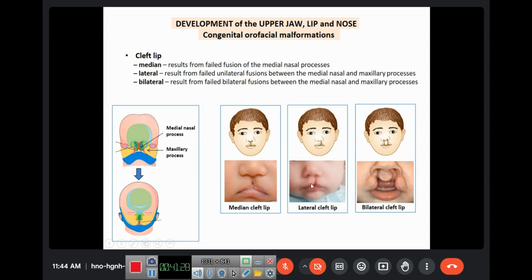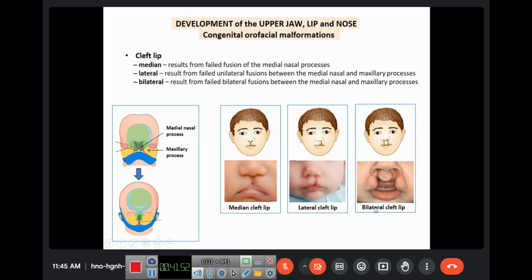So the philtrum is the derivative of the medial nasal process, and the rest of the lip developed from the maxillary processes. And here was the area of their fusion. The fusion was complete on the right side, but incomplete on the left. So here we have the lateral cleft lip.